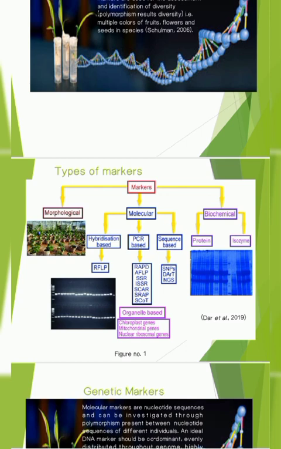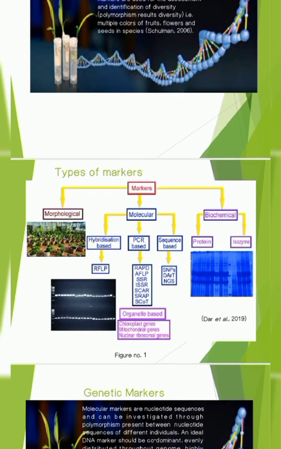These DNA markers are further divided into non-PCR based and PCR based. Non-PCR based: RFLP, restriction fragment length polymorphism. It was the first molecular marker. In RFLP, first isolate the DNA, then mix it with the restriction enzyme and run it on a gel.